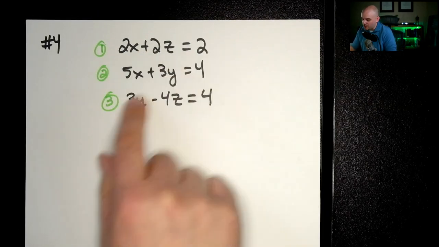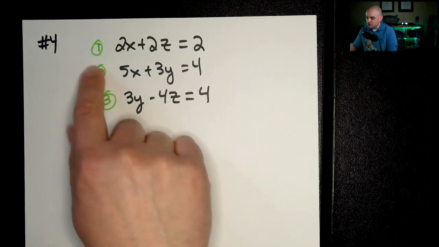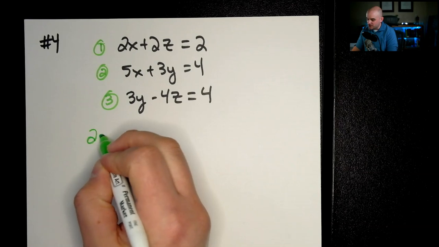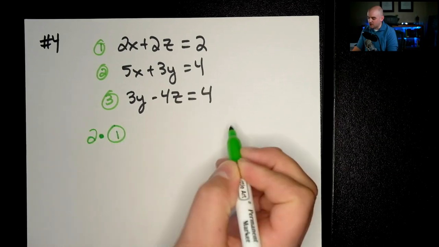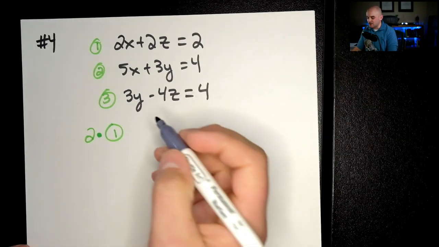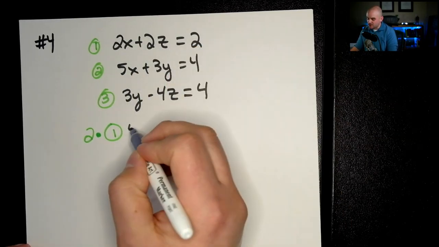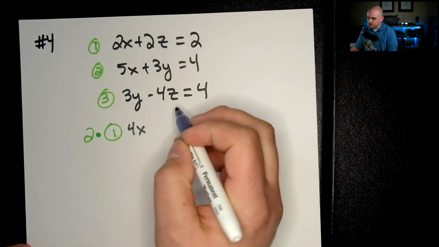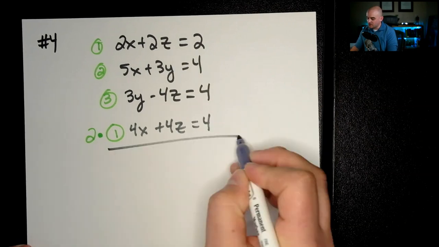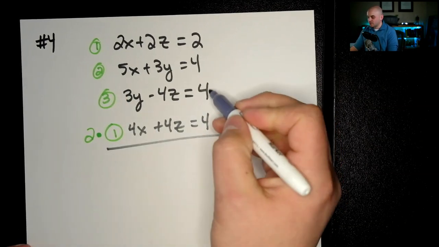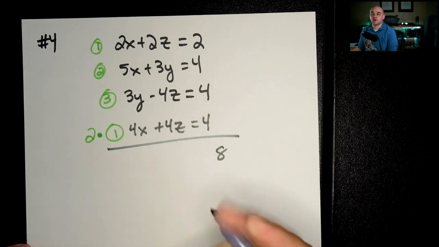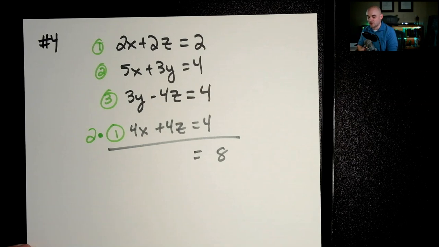If I pair up equation 1 and 3 here, and choose to multiply equation 1 by 2, so 2 times equation 1, and write it down right here, I can add it up to equation 3 and eliminate the z's. So 2 times 2x is 4x, 2 times 2z is 4z, and 2 times 2 is 4. And I'm going to add this to equation 3. 4 plus 4 is 8. Negative 4z plus 4z is 0z's, so it just cancels each other out.